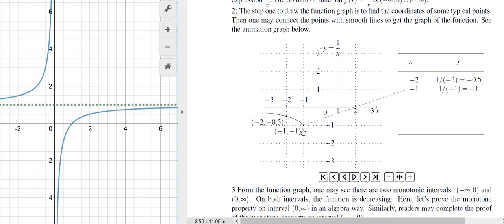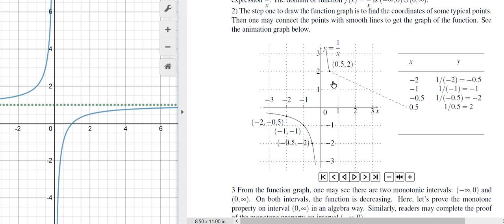The second point: when you plug in -1 here, 1 divided by -1, you have -1. So that is this point. And then the third point, when you plug in -0.5, which is here, 1 divided by -0.5 is -2. So x is -0.5, y is -2, and that is this point.